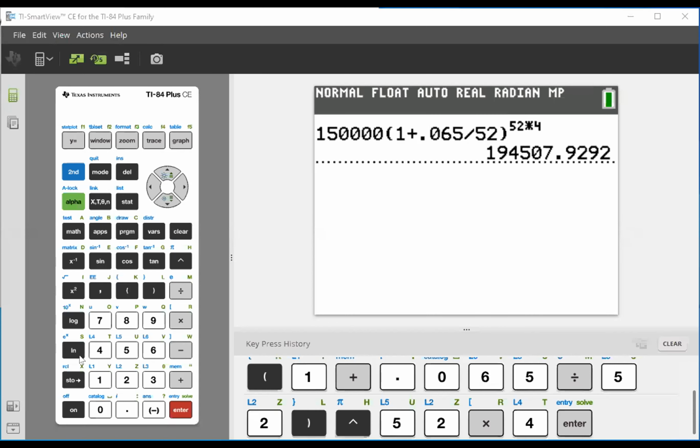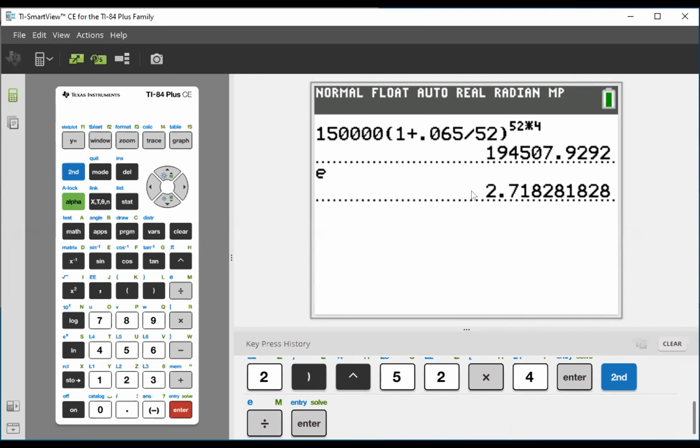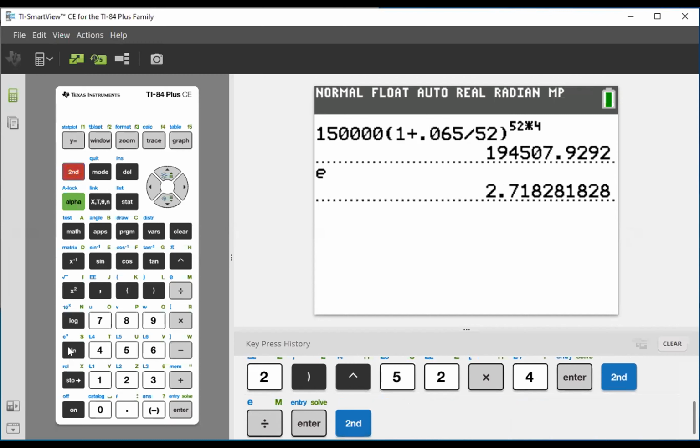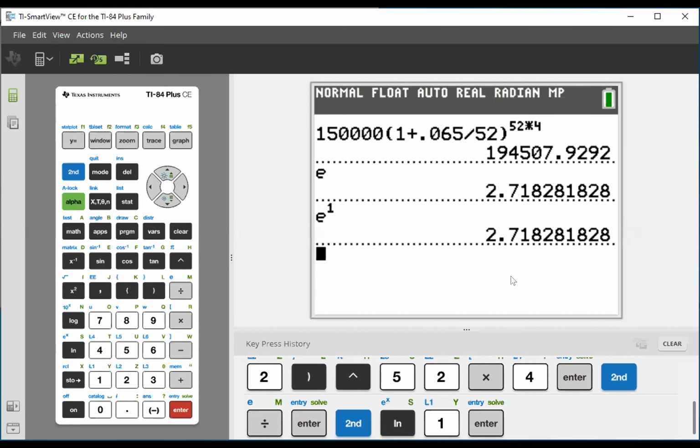Now you will see on your calculator where you could find e. You could use second and divide to bring up e, and then you press enter. Then this is the number e, just like pi, it's just a number. Usually we will use the second and the ln, you will bring up e to the power. So if you have e to the power 1, of course, this is just e.